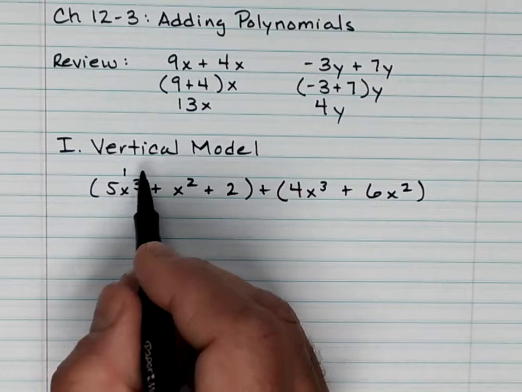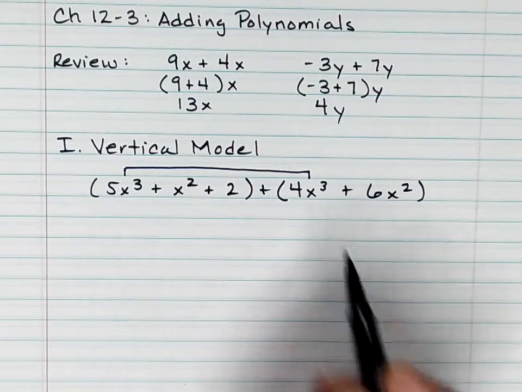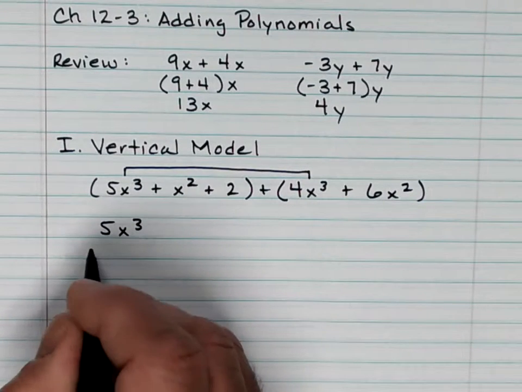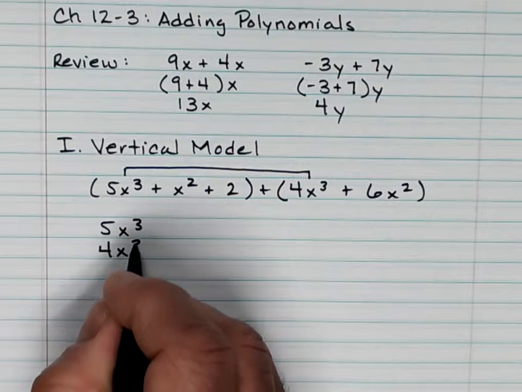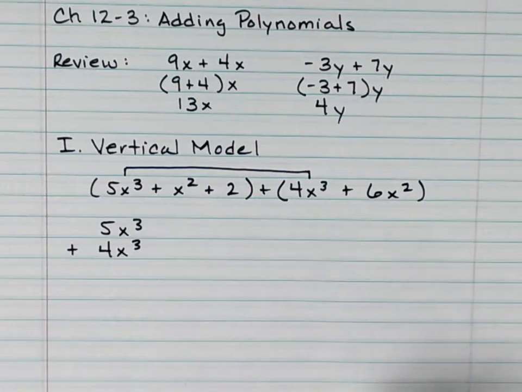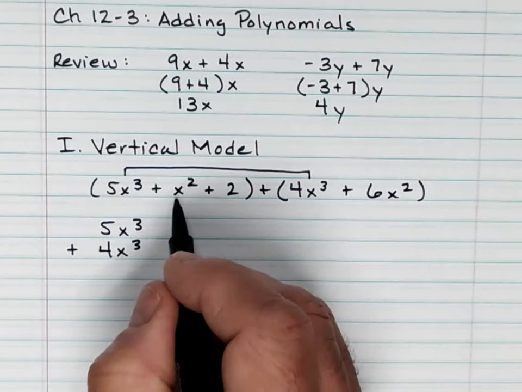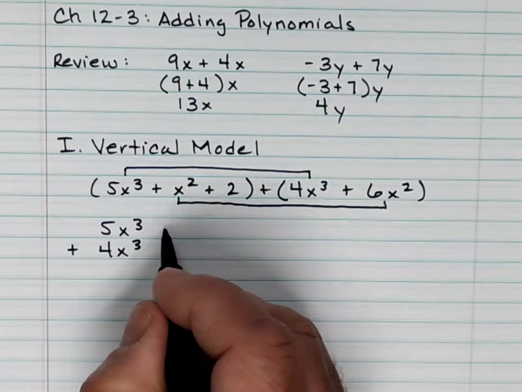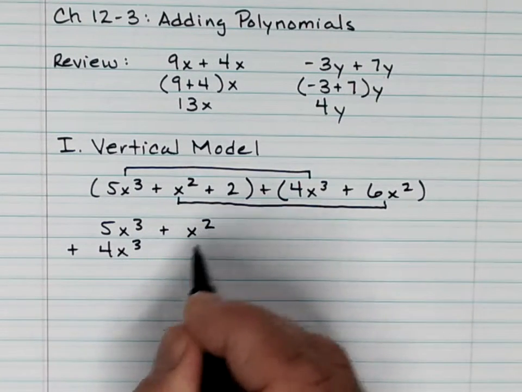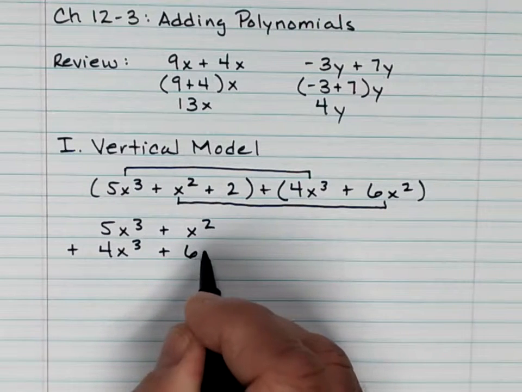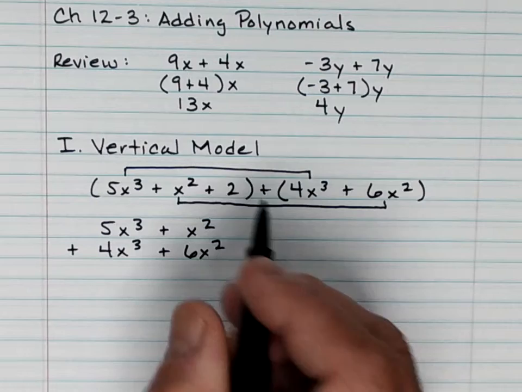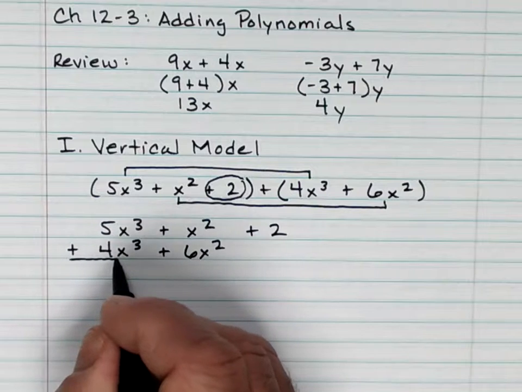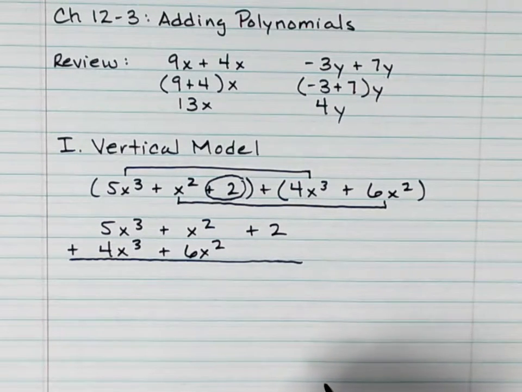terms. For instance, this is 5x cubed and this is 4x cubed. So here's our 5x cubed, and vertical means up and down, so we're going to put 4x cubed underneath that. Remember, this is an addition problem. Now we have x squared and 6x squared. And then we have this constant 2. And now we just add.